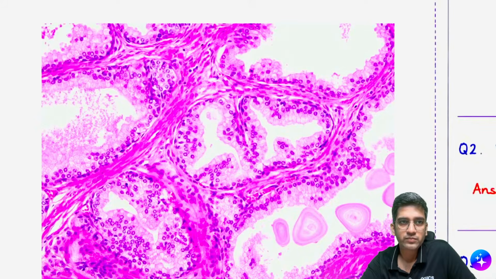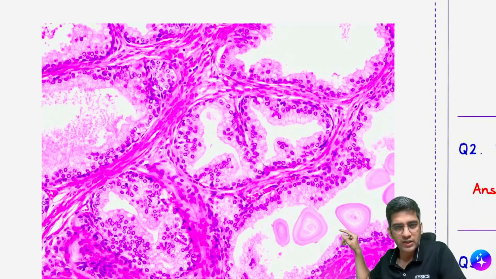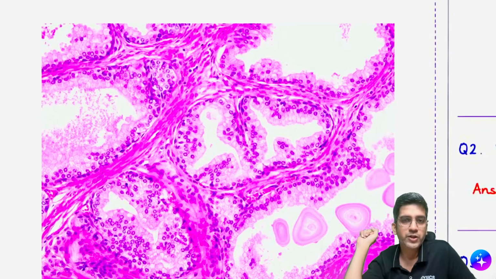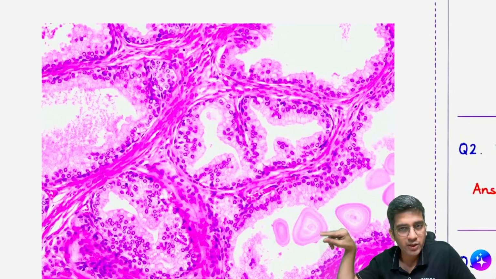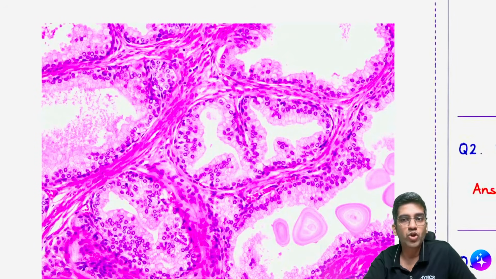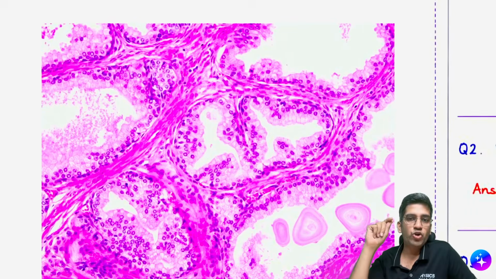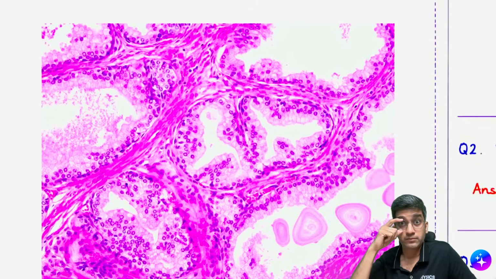What's the diagnosis? Can anyone tell me the diagnosis? There's a very important clue. If you want, I'll tell you the clue also. This is one of the important clues here. This secretion is seen in the lumen of the gland. That tells me what organ it is. Okay, I'll give you one more clue. The secretion is called corpora amylacea. Still tough?